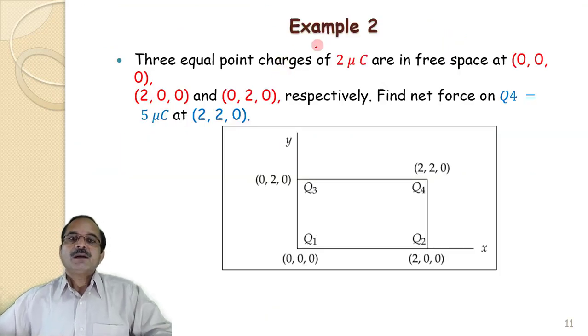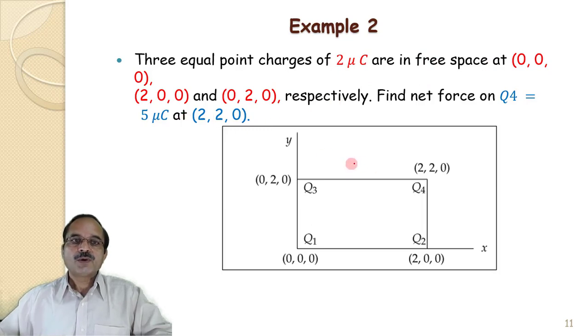Now let us consider this second example. Here there are multiple charges. Three equal point charges of 2 microcoulomb are in free space at 0, 0, 0, 2, 0, 0 and 0, 2, 0. So the 2 microcoulomb charge located here is q1. The charge located at 2, 0, 0 is q2, then q3 at 0, 2, 0, and this is q4 at 2, 2, 0.